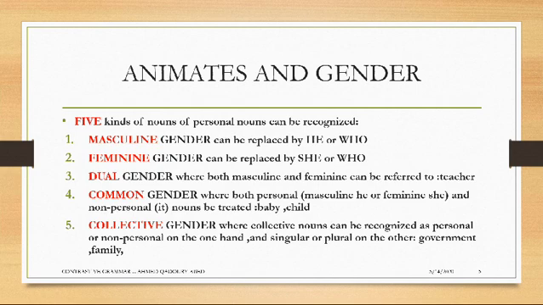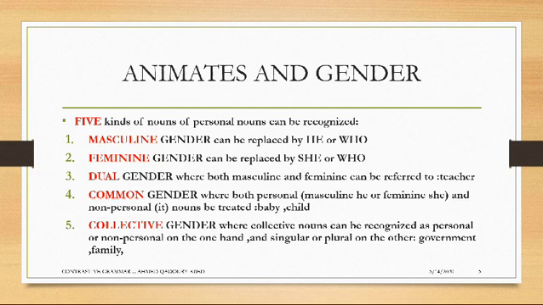Dual gender, where both masculine and feminine can be referred to, like teacher. And we have a tendency now that we say he teacher, she teacher, male teacher, female teacher. We have man doctor, we have woman doctor, by adding some words before that used to identify or to recognize the gender of that entity.